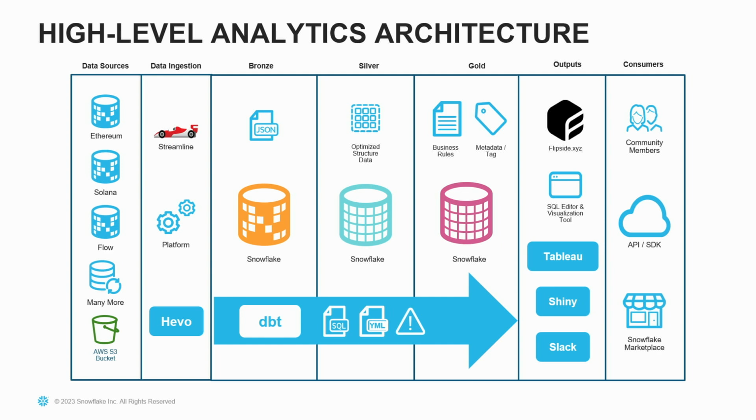The outputs, so the data is available in a few different places. Internally, we do most of our BI with Tableau. We have data scientists building things in Shiny. And then we pump most of our alerts into Slack. So the consumers of our data can really access it in a couple different ways, 3 different ways.